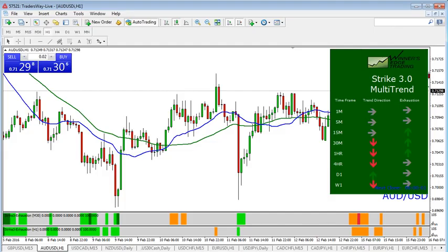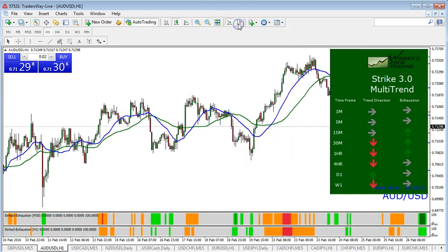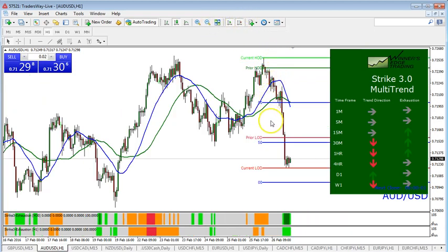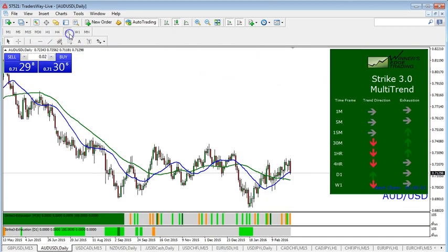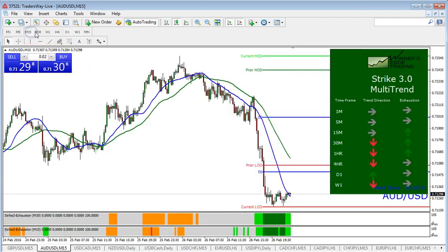So let's go back to the charts here, and you'll notice that we have these levels here, and this will only appear on the lower time frames because when we jump to a higher time frame, they'll be too close together, so we won't see those levels. But what this does is you'll notice that it says HOD, current HOD, and prior HOD. You have 00, 50, current LOD, and prior LOD.